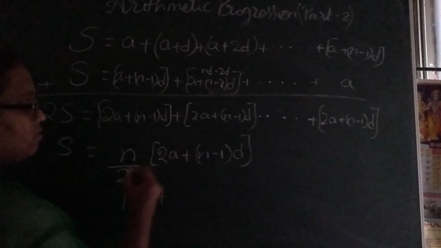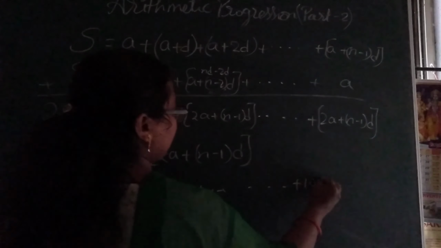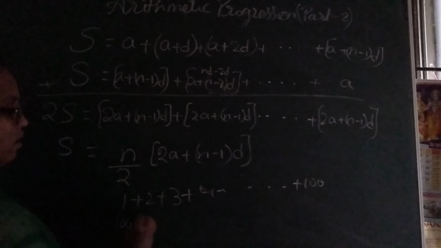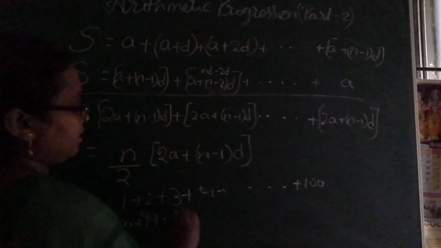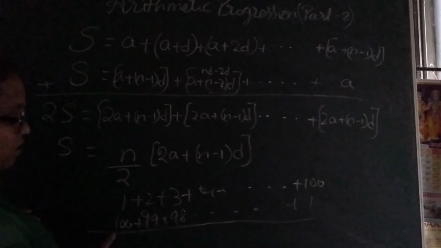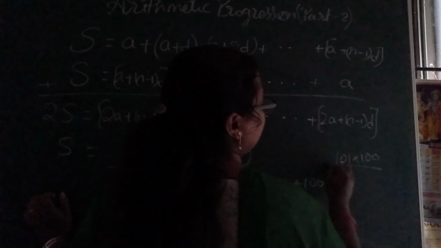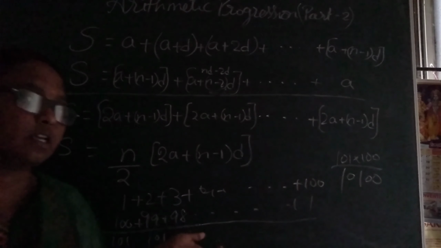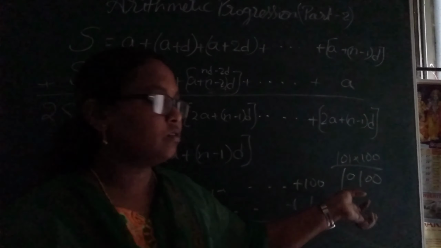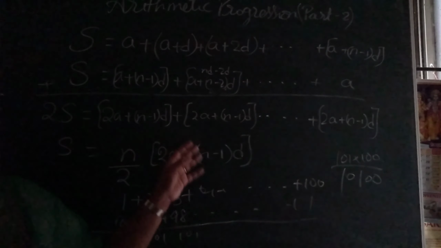What is his teacher's question? 1 plus 2 plus 3 plus 4 plus and so on plus 100. Right. Now what has he done? 100 plus 99 plus 98 and so on plus 1. Then if you add, what is your value? 1 plus 100, 101, 101, 101. How many times will it come? 100 times. So he multiplied 101 into 100. Then his answer is there. He said it within a minute, it did not even take 30 seconds. So within a minute he told the teacher 10,100 is the answer. Okay, so from this condition only we get this formula.